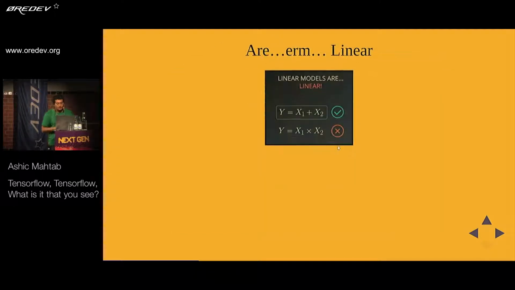Okay? The other problem that we have is that linear models are linear. Well, they're expected to be linear. They're called linear models, right? But in many cases, your output does not correspond linearly to your input. You need some level of nonlinearity. While things like y equals x1 plus x2 can be represented by a linear model, you can't represent things like relationships between variables. That's incredibly hard to do.